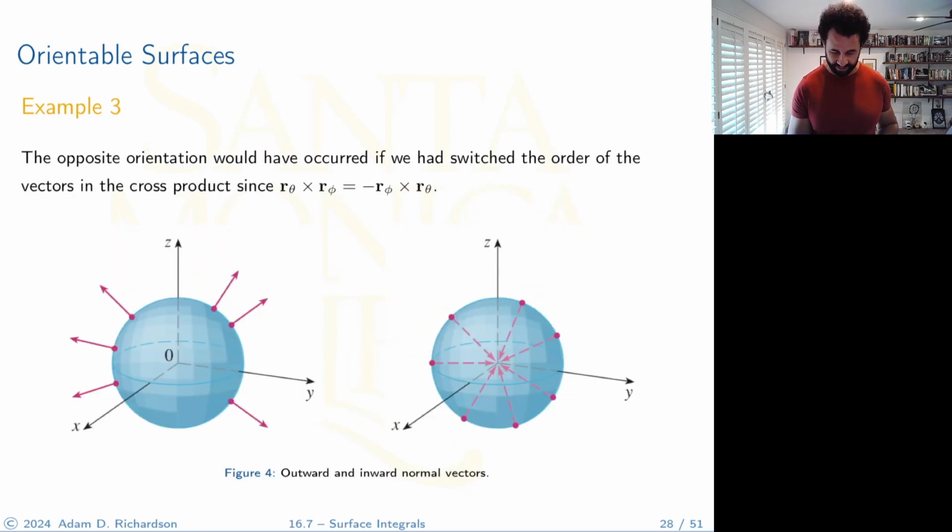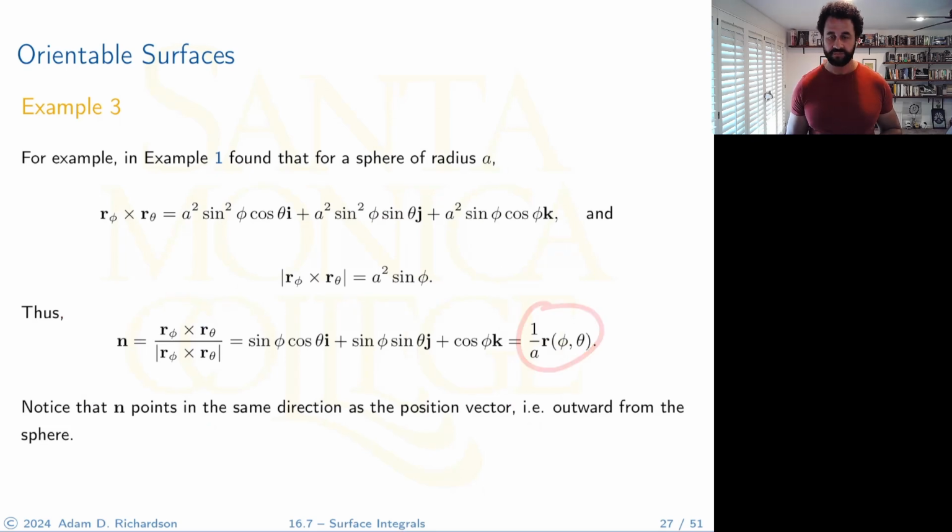Maybe as a picture, this is what I'm talking about. There we go. So the position vector of a point on the sphere is given by, say, this, and we're saying that the outward normal vector would be pointing in the same direction as the position vector. That's what this says. That's it.